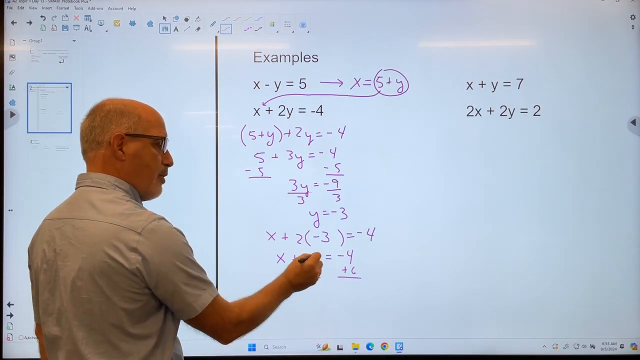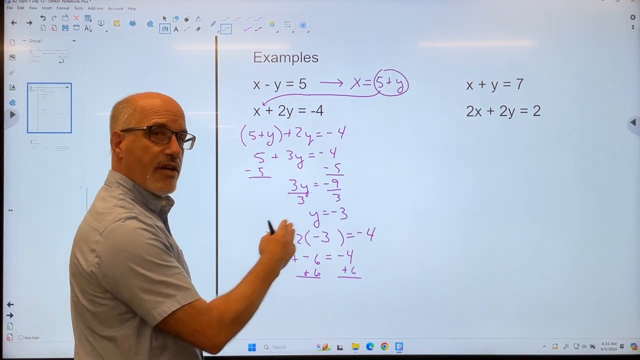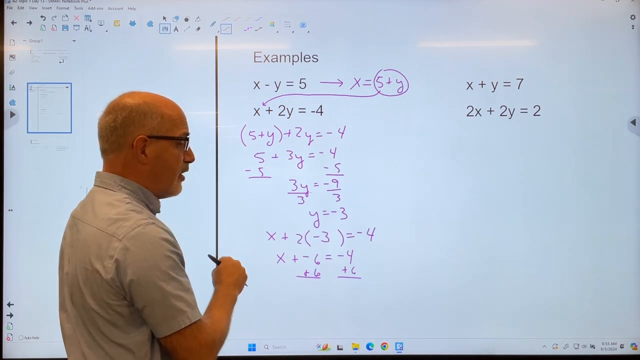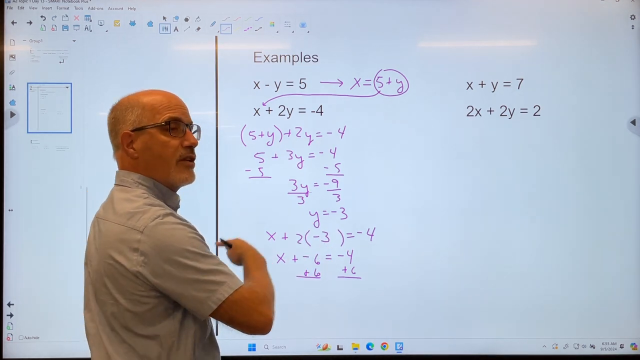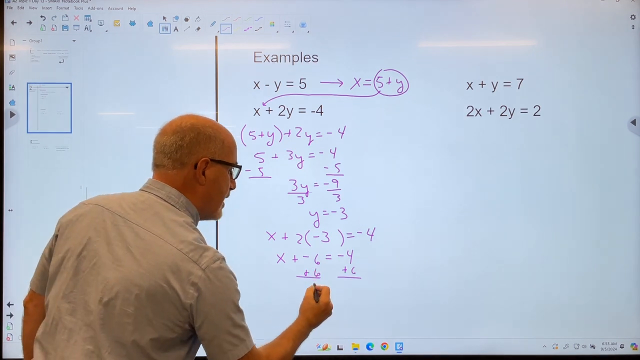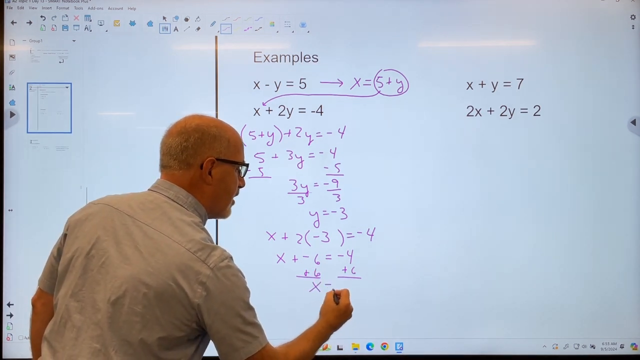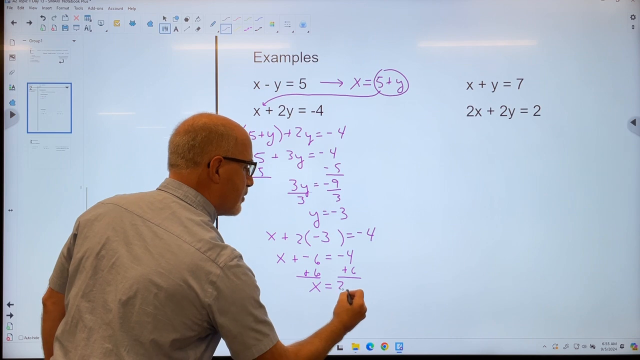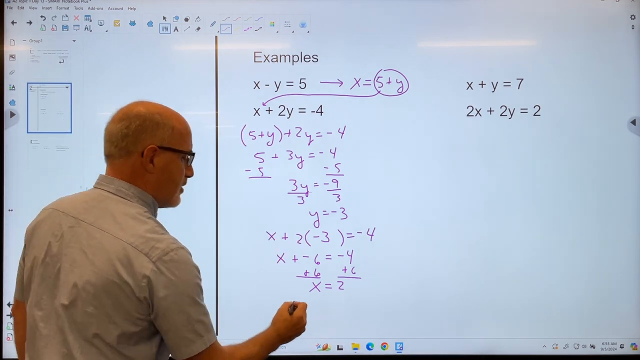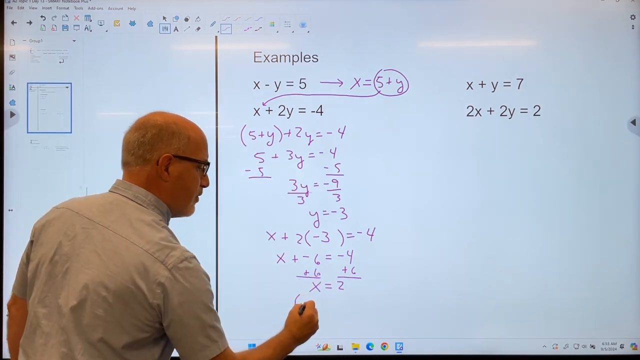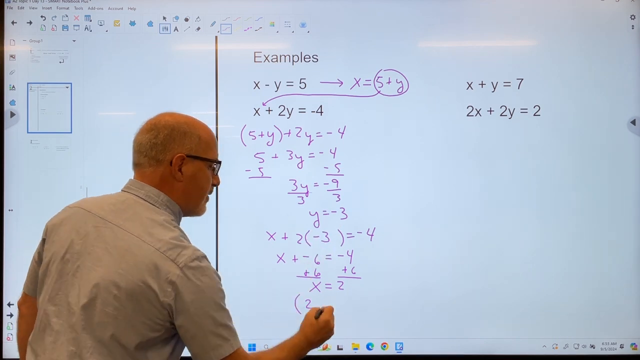So make sure you do it on both sides of the equal sign. That's our golden rule of algebra: if you do one thing to one side, you got to do it to the other. So I'll just have x over here, negative 4 plus 6 is equal to 2. So my solution will be 2 for x and negative 3 for y.